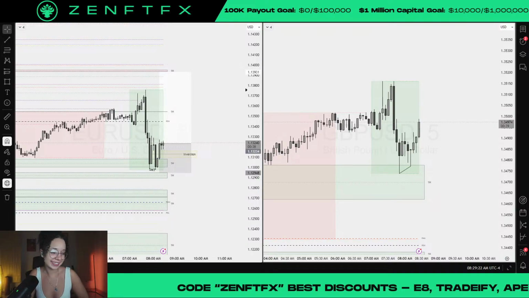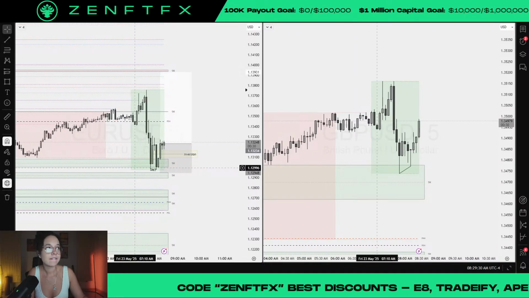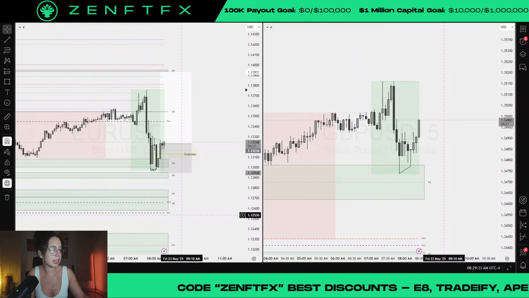All right, so yeah. GBP USD is having some nice volume. I need Euro USD to follow suit.